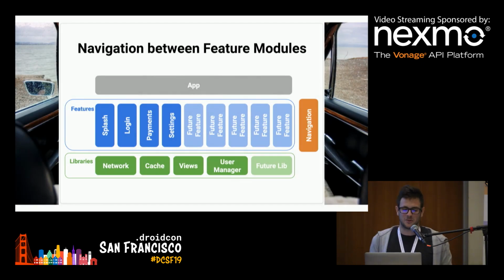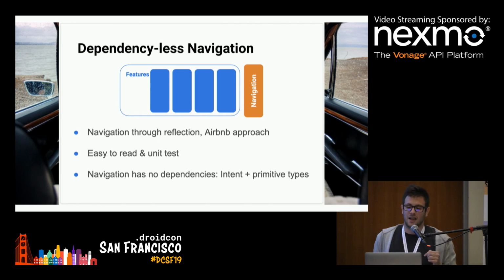So again, let's go back to the feature modules and how we navigate between them. From Splash, I probably want to go to login, and then after I'm on the home screen, I will probably want to go to payments or settings. How can we navigate between these? There are different approaches, and the simplest answer that I found, thanks also to Airbnb last year, is feature modules navigating through reflection.